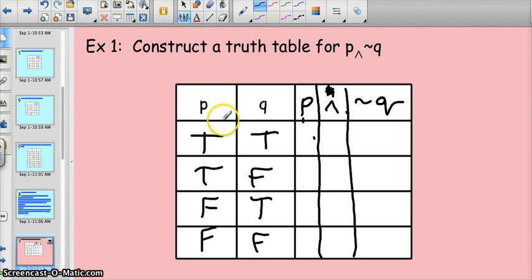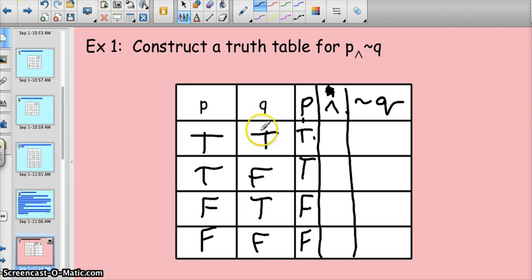So how do I load P? Well, I just look at the P column and load them as they go. The first one was true. Second one was true. Third one was false. Fourth one was false. How do I load the negation of Q column?